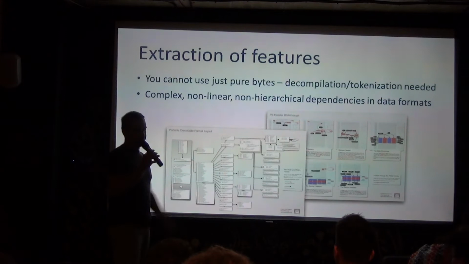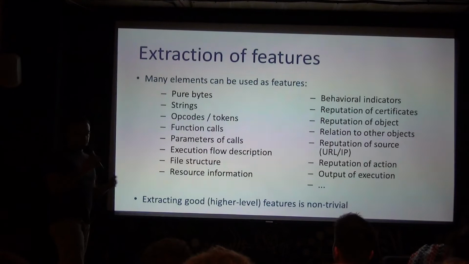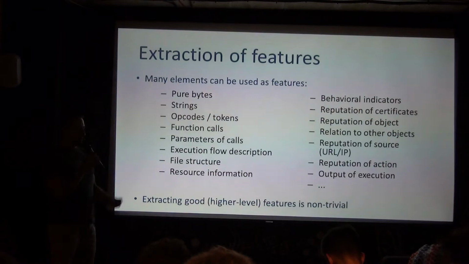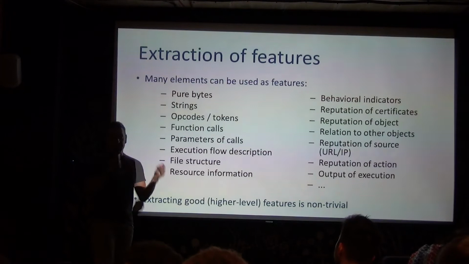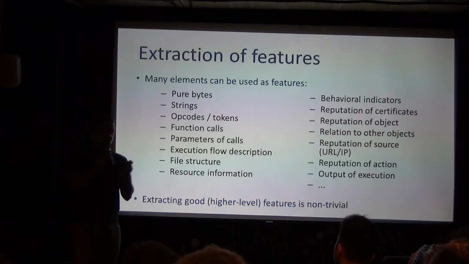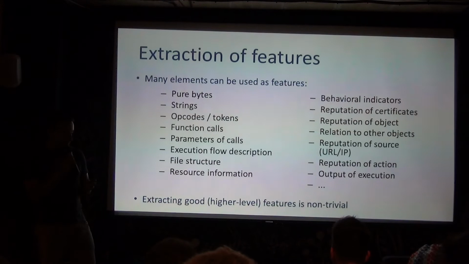Okay, so what can be used for features? Basically everything. Pure bytes, that's the basic. You can use strings, opcodes or tokens, function calls, parameters of calls, execution flow description, file structure, some metadata extracted from the resources. If you can run the sample, you can extract data from the behavior of it. If you know about this sample, you can use reputation services. You can look at how prevalent this sample is in the world. If it somewhere in the world caused some malicious activities, you can look at the reputation of the source from where it was downloaded. Basically anything. And extracting such kind of features is not trivial.